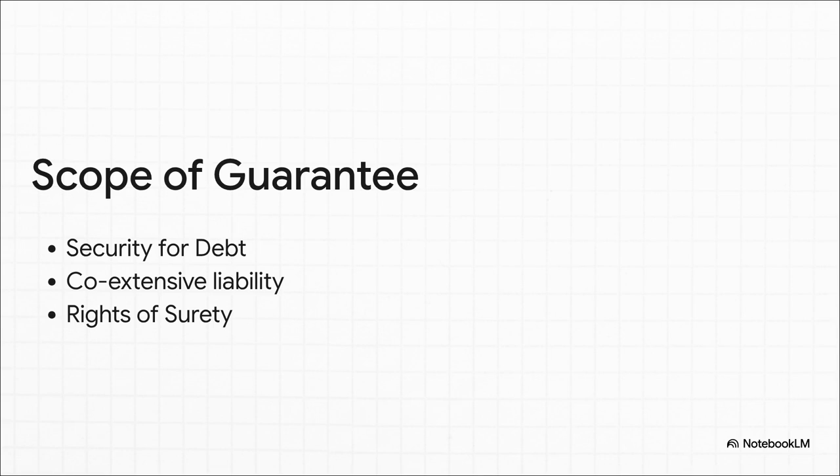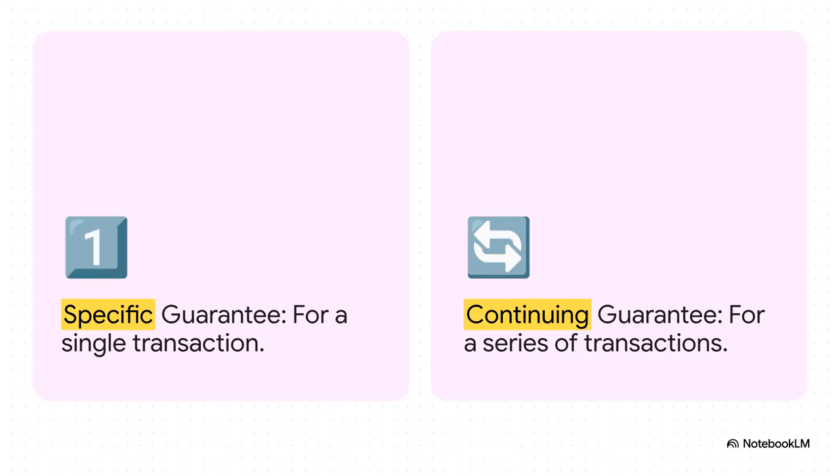You need to underline the word coextensive multiple times. It means the surety is on the hook for the exact same amount and scope as the primary debtor. No more, no less. Also under scope, you must explain the types of guarantees.